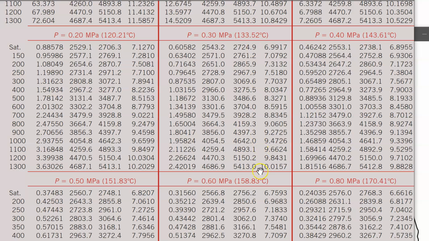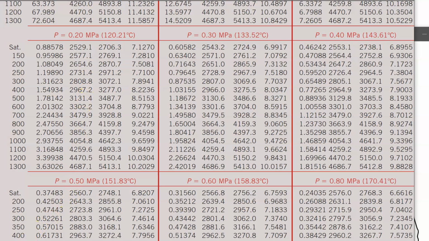All right, so we're looking for the volume and the H. This is the volume, 0.384, and the H is the third column over, which is 3267. Now watch the units on this because this is kilojoules. If you're going to use standard units, you want to put them in joules. So this would be 3,267,000 joules. Okay, so that's the inlet. Look up the exit as well.